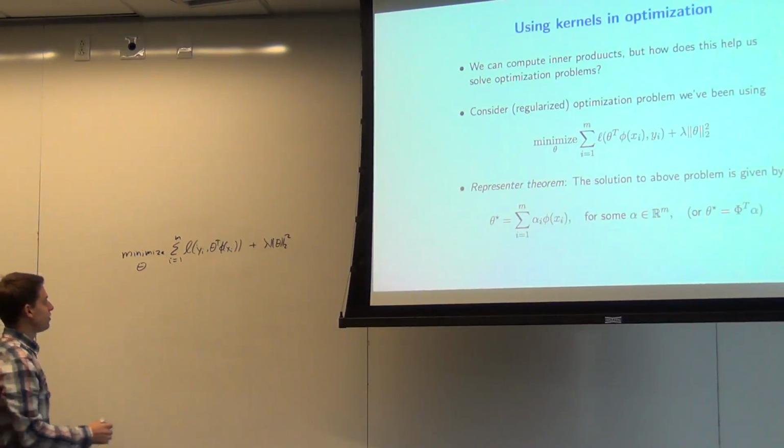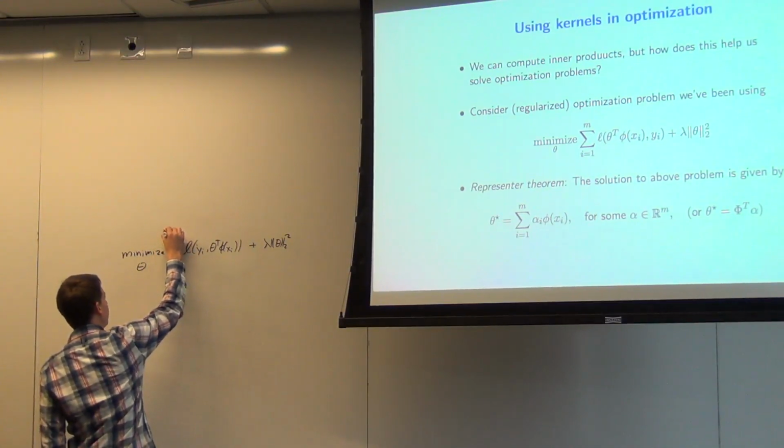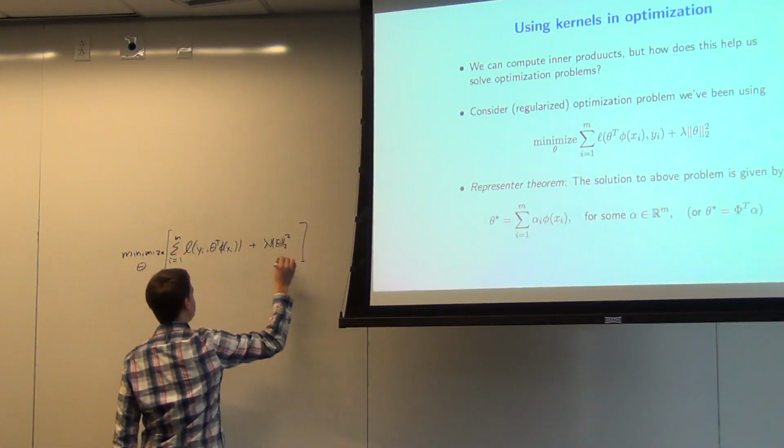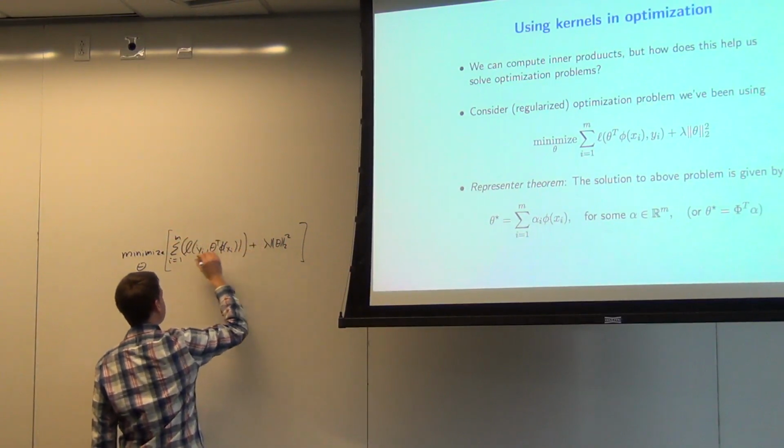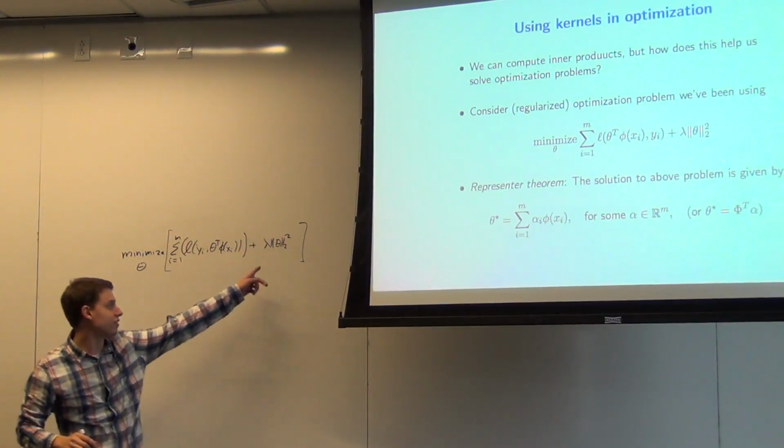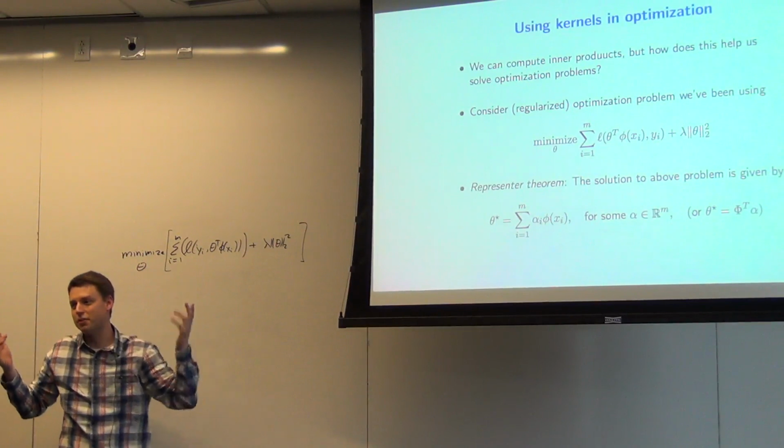I should mention we're minimizing this whole thing, but in this notation the sum is only over the first bit, right? You don't include the regularization term in the sum. I mean, you could, but it would just multiply it by m. There's no reason to do that.